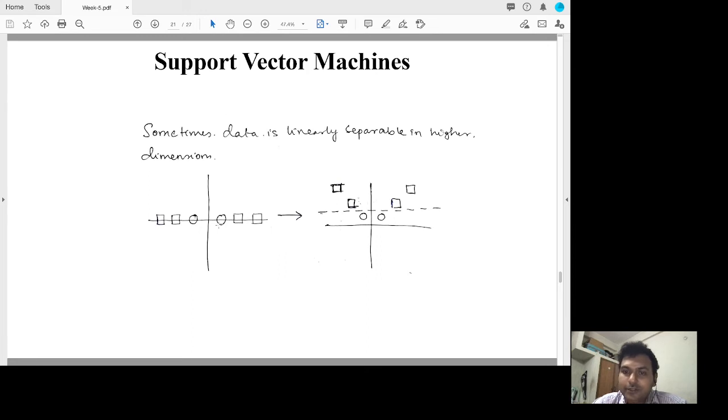So if it is not happening in the 2D plane, you might go to the 3D plane. Even if it is not happening in the 3D plane, you might go into the 4D plane. Finally, you might go on to the infinite dimensional space also. Right. So your intuition is correct.